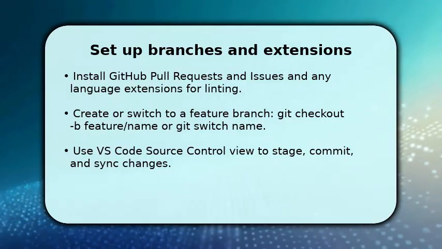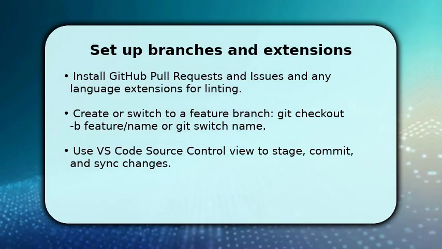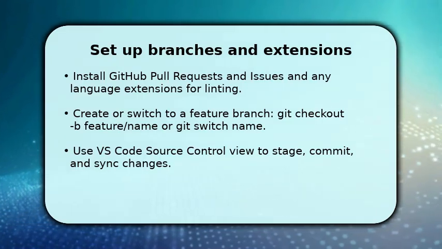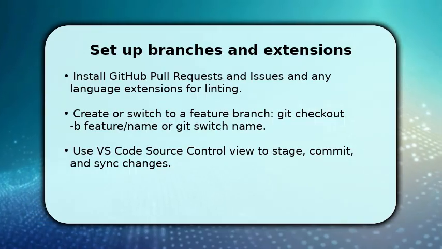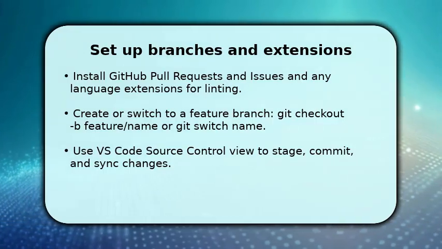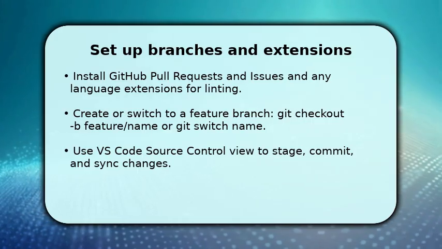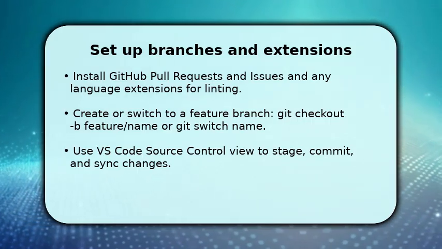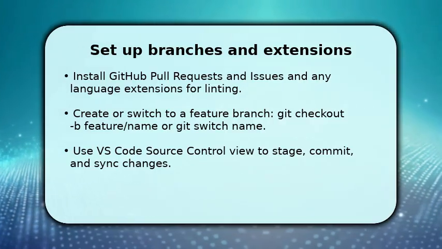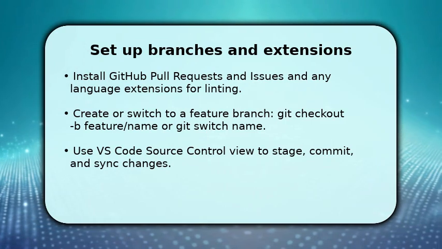Install the GitHub pull requests and issues extension to review PRs directly in the editor and add linters or formatters for consistent code. Create a feature branch with git checkout -b or git switch -c to keep master clean. Edit files in the editor, then use the source control panel to stage and write concise commits. Commit often. Once done, push your branch to origin to make changes available on GitHub for review.